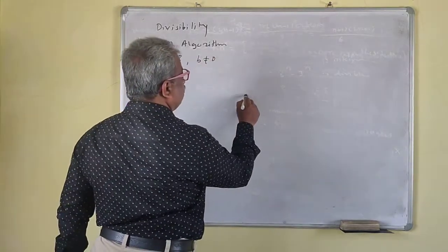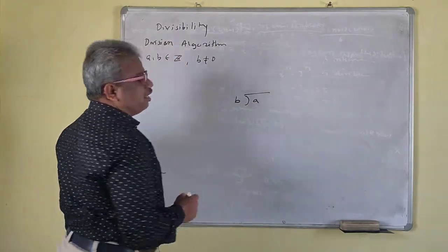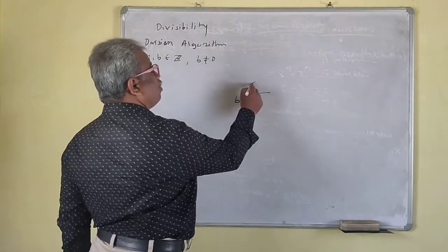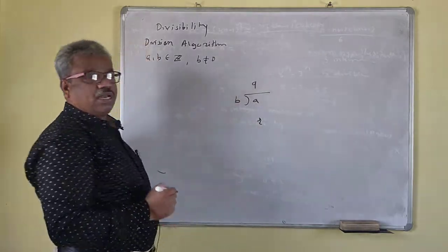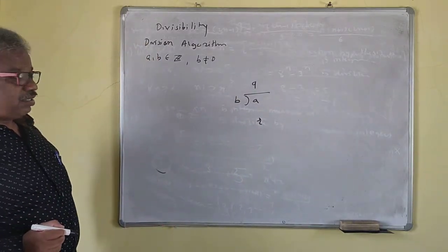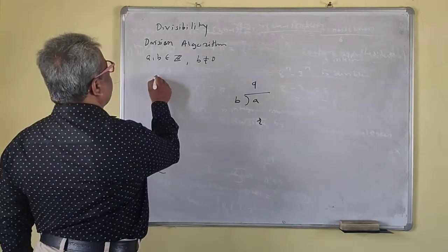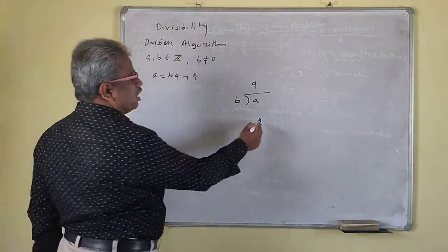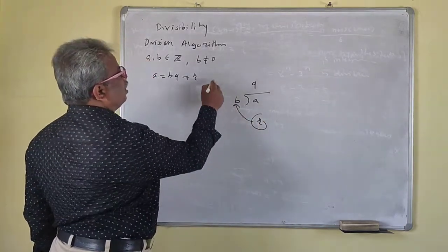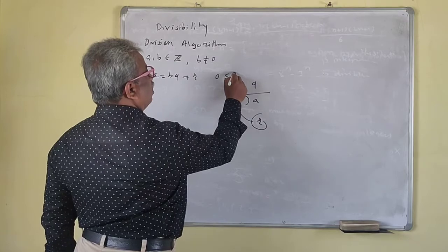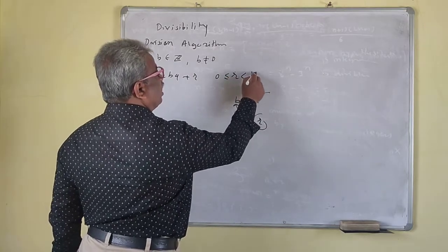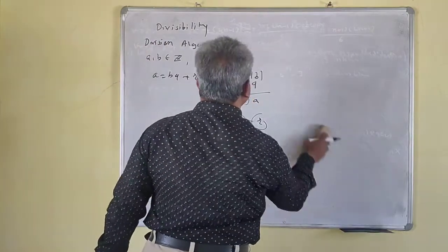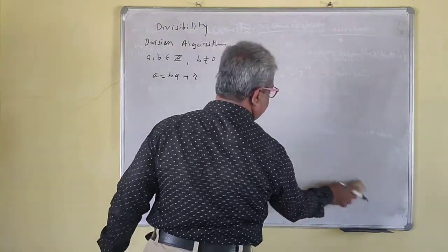That means you can divide a by b. Then this will be the quotient and this will be the remainder. Then you can write this as a is equal to bq plus r. This is the division algorithm. And this is the remainder. It should be less than b, that means 0 is less than or equal to r is less than mod b. This condition is very important here.